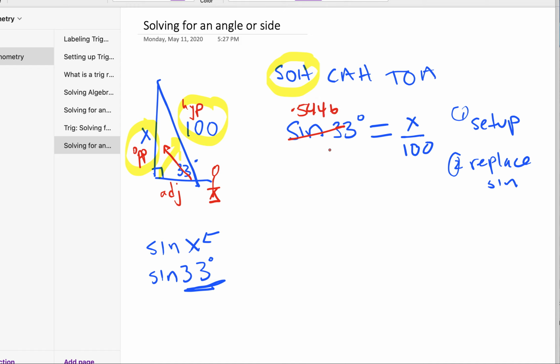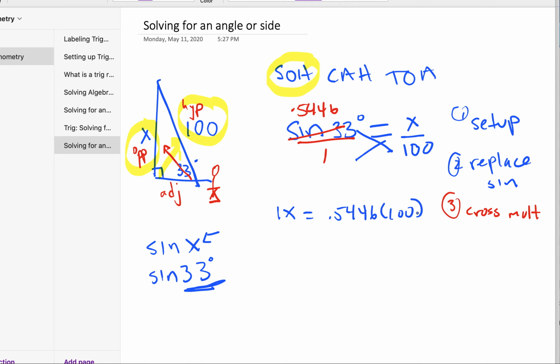So really, this is the value of 0.5446. So now that we did that, we can put a 1 underneath and cross multiply. And the point of that is to get x by itself. So if I multiply this way, I get x, or 1x. If I multiply crisscross the other way, I get 0.5446 times 100. 100 is 2 decimal places away, so really we don't need a calculator. We know we're going to make it bigger by 100 times. So we will move the decimal spot twice.